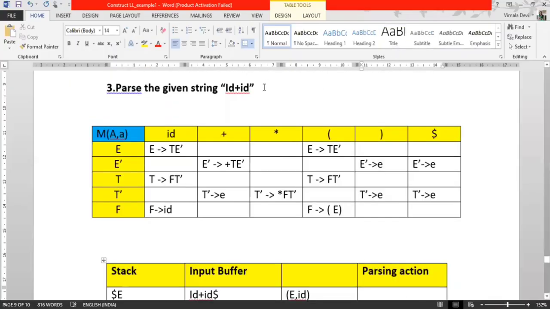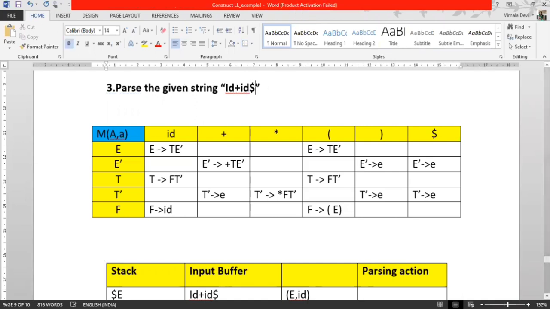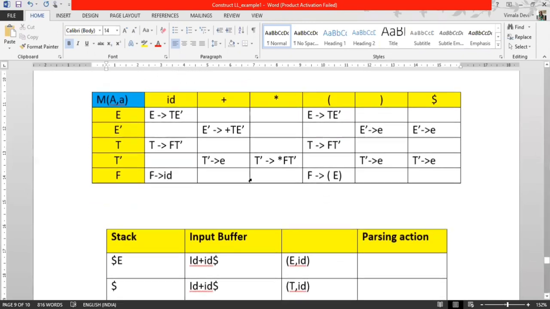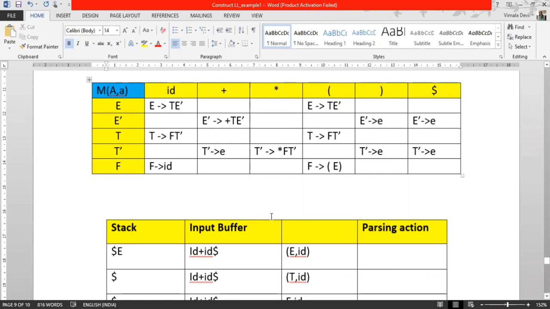Now let us see how to parse the given string. The given string is id plus id. To indicate the end of the string, there is a $ symbol also. To do the third step, parsing the given string, we depend upon the second step. What is the second step? We constructed the LL1 parsing table, isn't it? Right. So now look into the table in which we are going to parse. In the diagram itself, we know there is a stack and there is an input tape, which we call the input buffer. And these two columns are just for our understanding. The last column, the parsing action, is compulsory. In fact, while writing the answers, you can skip this third column.